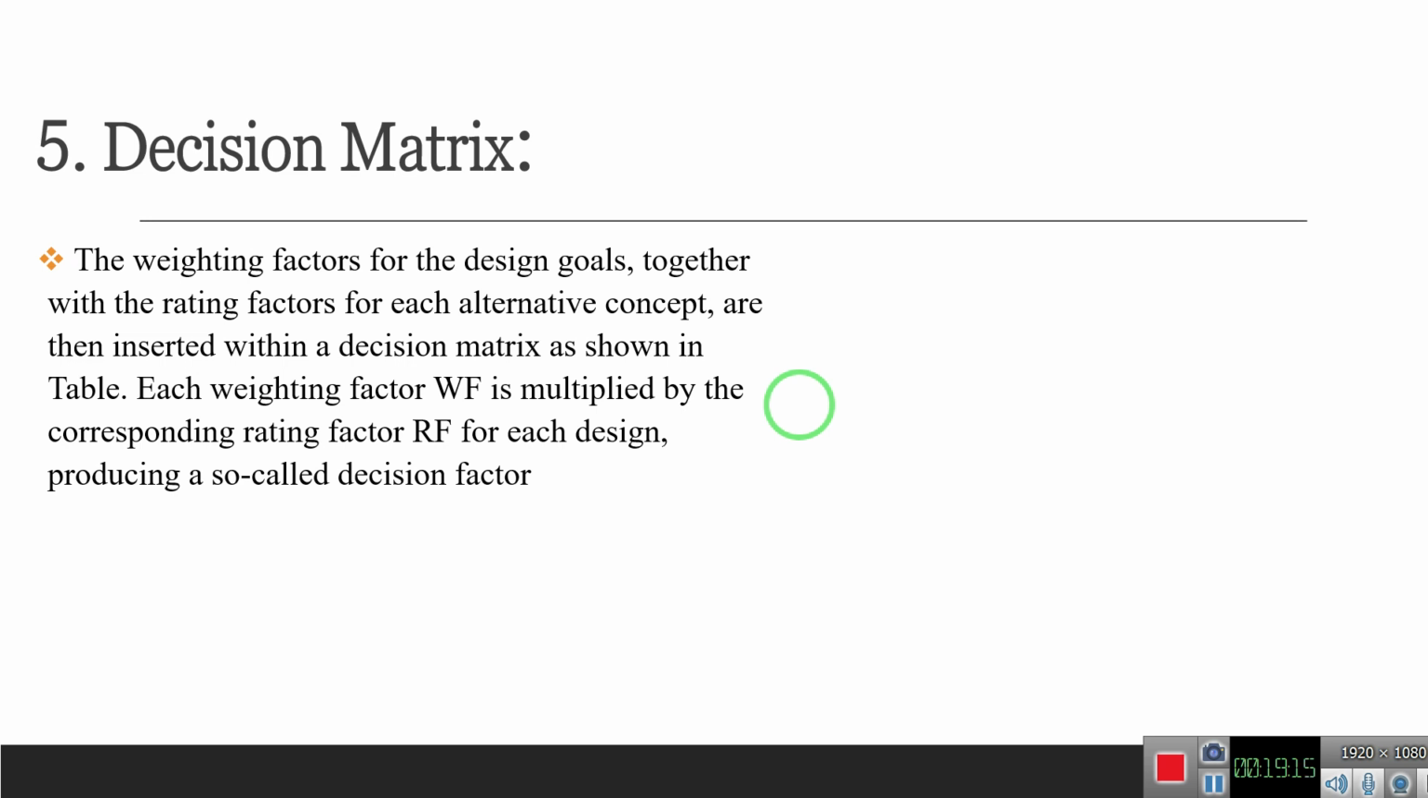Previously it was only just identification, how much, and summation was there. For rating factor, what we got? Sum. 0, 1, half. We were adding all these. But now we have to multiply. How does it look? This is called DF equal to weighting factor multiplied by rating factor. These two we have to multiply. So this is the decision matrix we will get. What is DF?